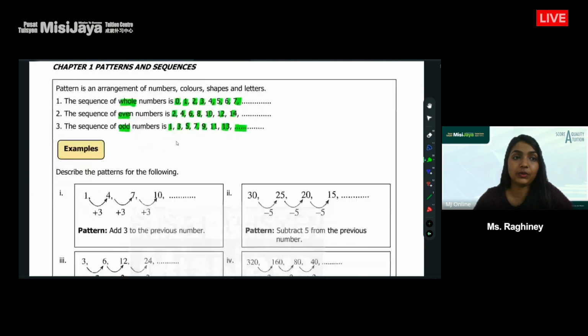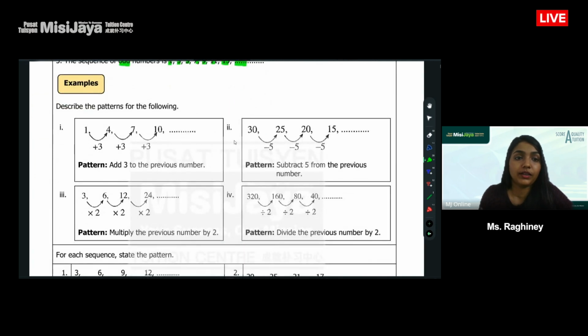Let's look at this one over here. Describe the pattern. When we see numbers like this, they give you 1, 4, 7, and 10. How can we describe this? First, we try to identify what actually happened. 1 to 4, what actually happened here? It's plus 3. 4 to 7 is also plus 3. 7 to 10 is also plus 3. So the answer is add 3 to the previous number. All right, is that clear?